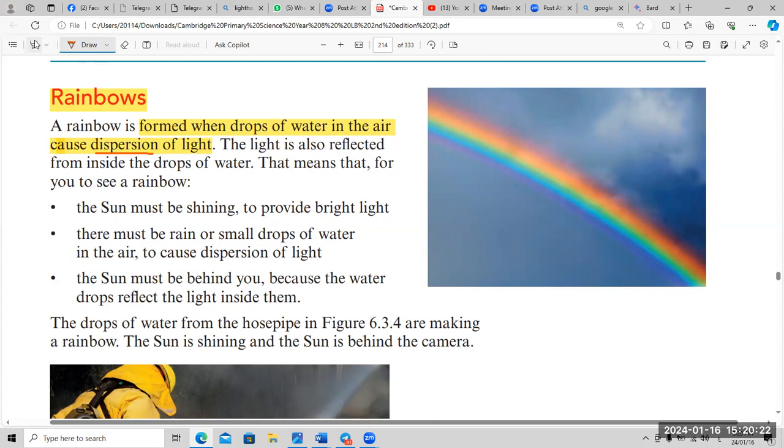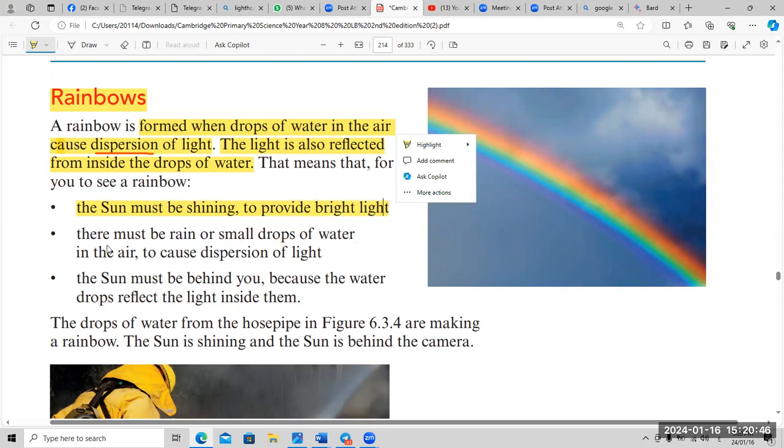What happened inside the drops? The light is reflected inside the drop of water. What is the main point to make a rainbow? Number 1, the sun must be shining. Why? To provide bright light.